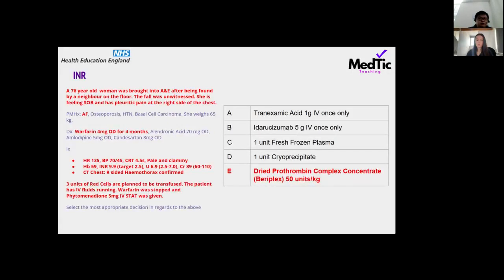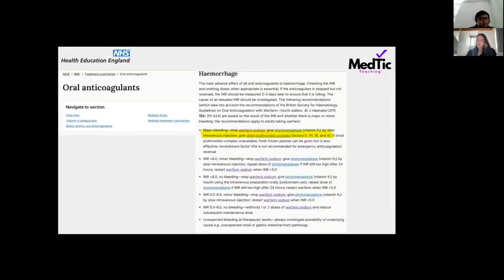Idarucizumab is a monoclonal antibody only given to reverse one type of DOAC only, which is dabigatran. Fresh frozen plasma and cryoprecipitate can give intrinsic clotting factors, but it is not really the best choice to solve and really stop this underlying hemorrhage. So when you go under your oral anticoagulant page, you would go under the hemorrhage page over here, which would highlight your warfarin treatment, how to stop warfarin.